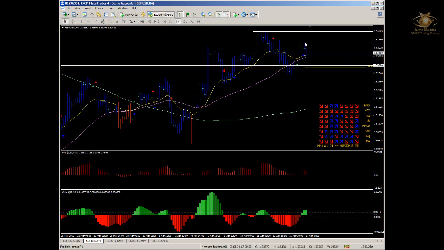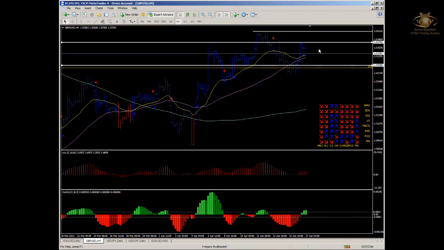But to see further opportunities to the upside, we need to see a break of the current high, which is this one over here. Okay, so we need to see a break of that. Let me just get this in here properly.